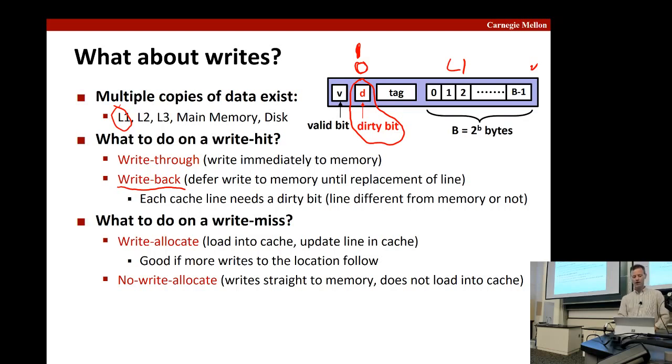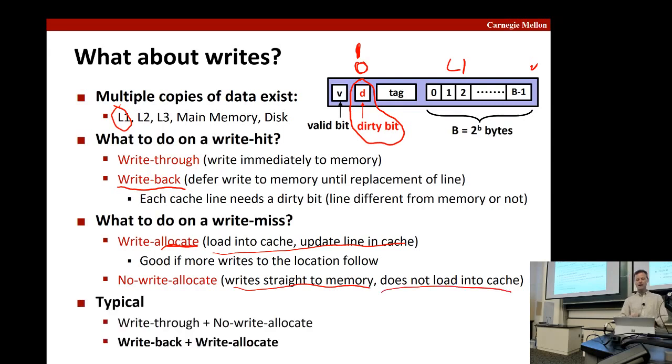Okay. So on a write miss, we have a couple of choices. One is that we can do an allocate, which basically means you load the line into the cache and update it in the cache. The other is that you write straight to memory and you don't put it into the cache. These kind of go hand in hand. If you're doing a write through, there's not necessarily a reason to load it into the cache. If you're doing a write back, then clearly the cache holds the freshest copy of the data, and so you need to allocate a place for it in the cache.